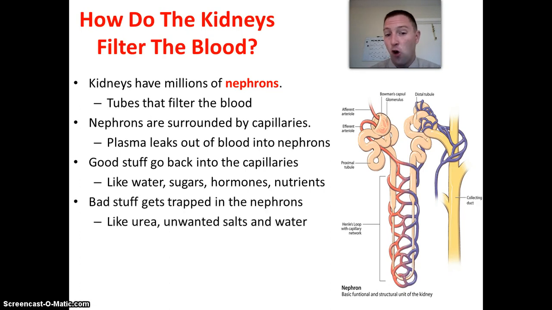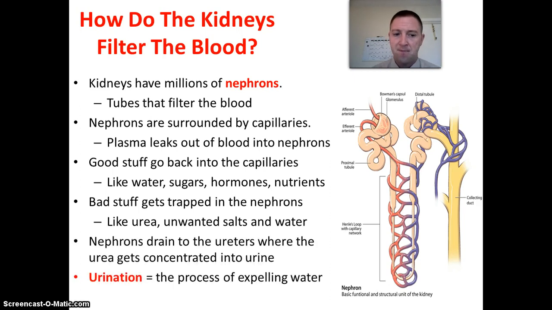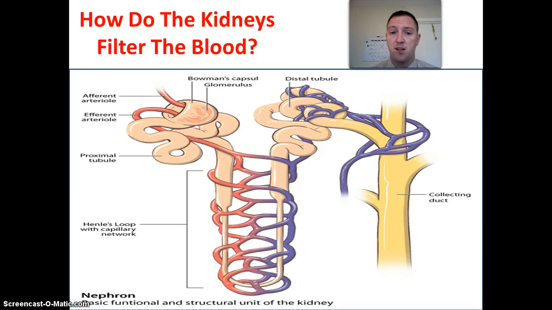So the nephron is going to hold on to the things that you don't want in your blood. The urea, the unwanted salts, the unwanted water. Because although we need water, we don't want too much. These nephrons drain to the ureters, through this collecting duct over here. And it gets concentrated from urea into urine. And then you go number one. You expel the urine from your body. That's called urination.